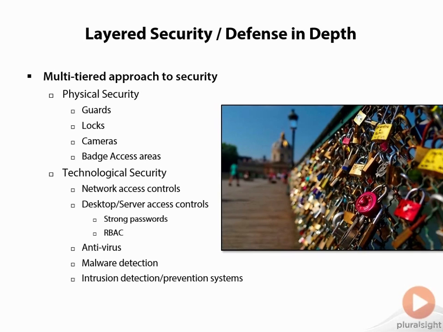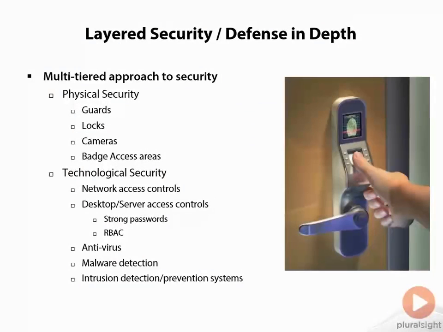All right, and then technological security, network access controls. We talked about ACLs previously. Desktop and server access controls, whether it be strong passwords or some type of two-factor authentication. Okay, role-based access control, basically giving people access to only what they need. Antivirus, we need to make sure we have and is up to date. We need to make sure we have malware detection, spyware detection, and then our intrusion detection and prevention systems.